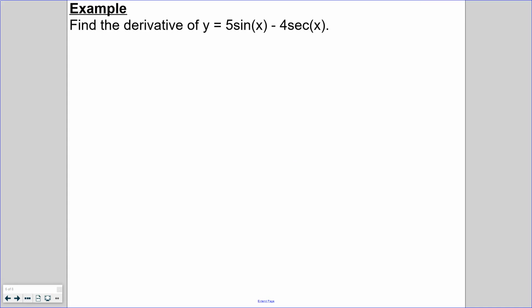All right, next up, we're going to find the derivative of 5 sine of x minus 4 secant of x. So let's just dive right in. We'll use the y prime notation again, and again we can ignore the coefficient. The derivative of sine is cosine of x, minus 4 times the derivative of secant, which is secant of x times tangent of x.